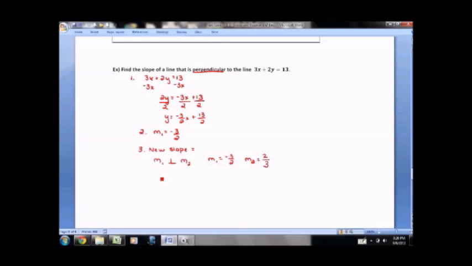Well, one of the rules that we had is if we have m1 times m2, your slope 1 times your slope 2, has to equal -1. Plug it in. So you have -3 over 2 times your 2 over 3. Does that in fact equal -1? Yes, because the 2's cancel out, the 3's cancel out, and so you have -1 equals -1. Since this is true, you know that your m2 is correct, or your new slope is in fact perpendicular to your original slope. So your answer is 2 over 3.